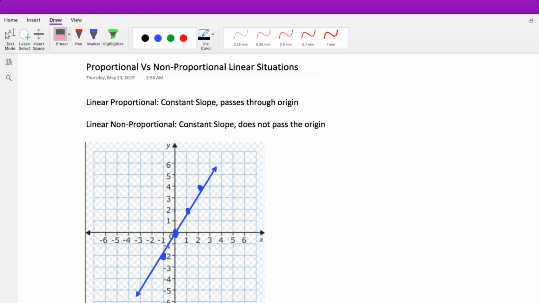How's it going, Mathaholics? Let's see if something is proportional versus non-proportional, and if it's linear or non-linear.